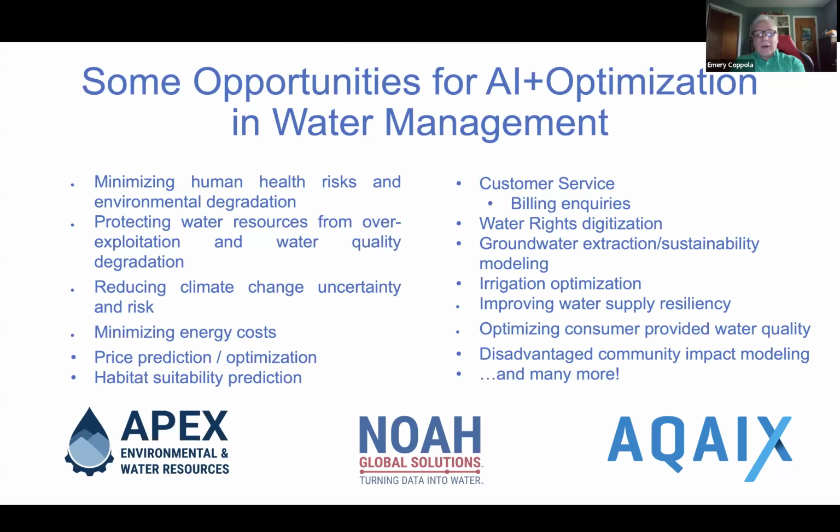Then it can be used for billing. It can be used for looking at customer usage rates. It can be used for optimizing water quality. So there's no shortage of ways that AI is used in water, particularly since water has such a proliferation of data these days. Next slide.